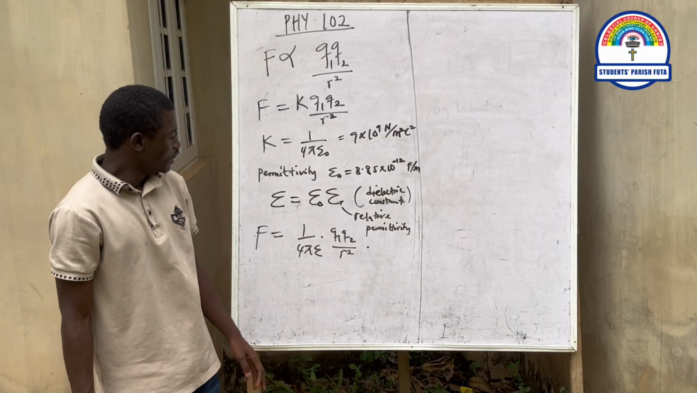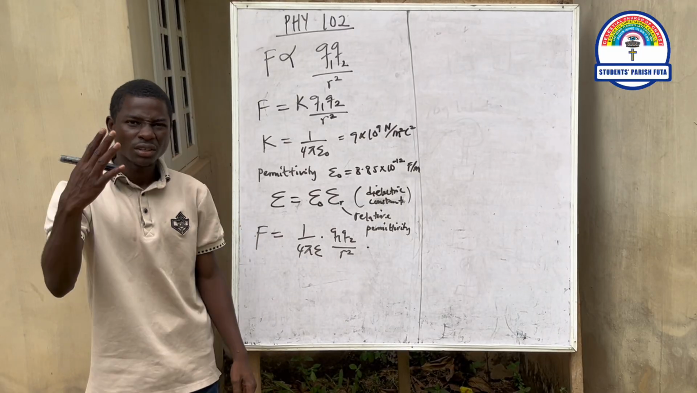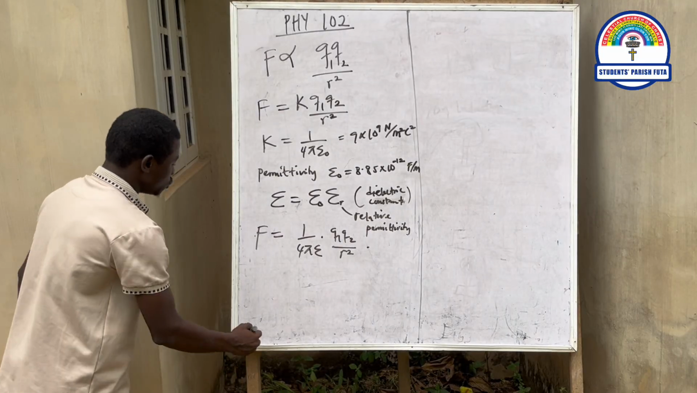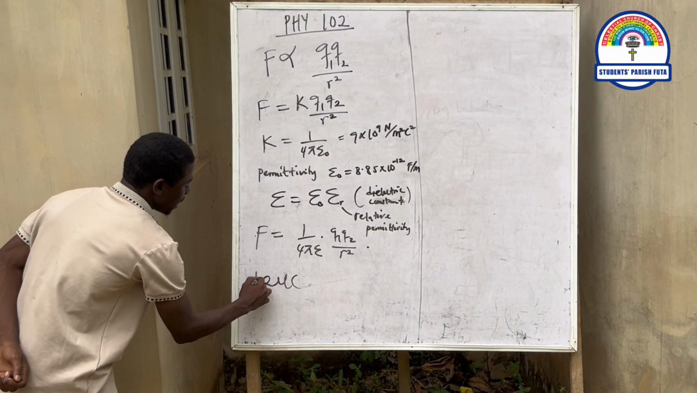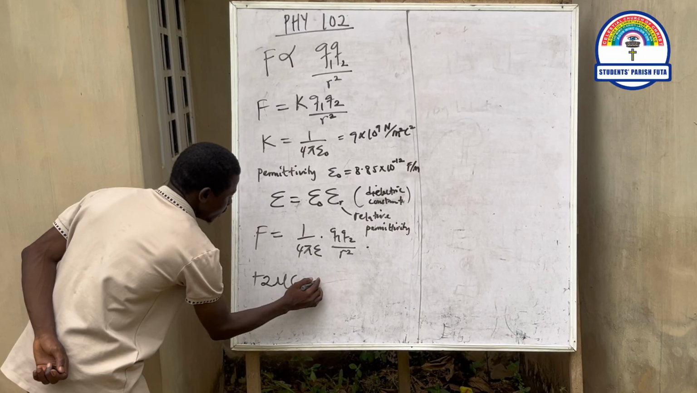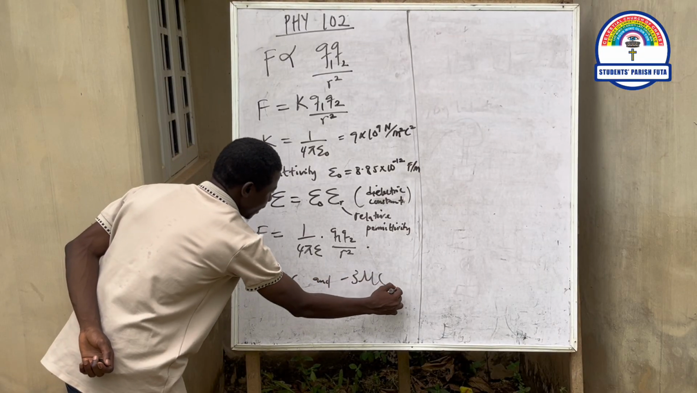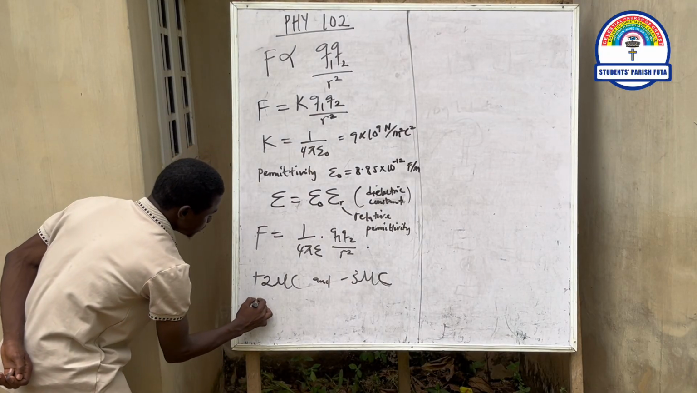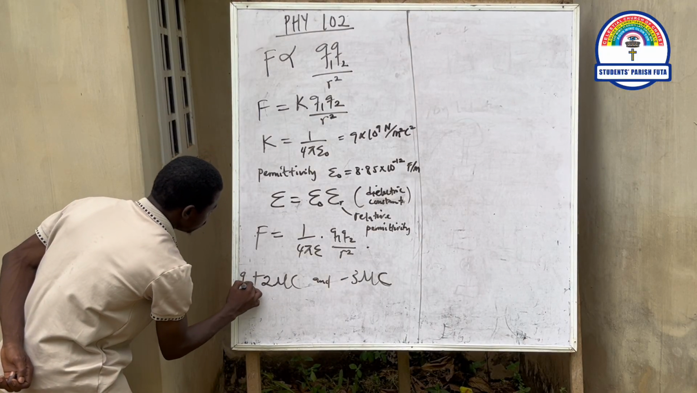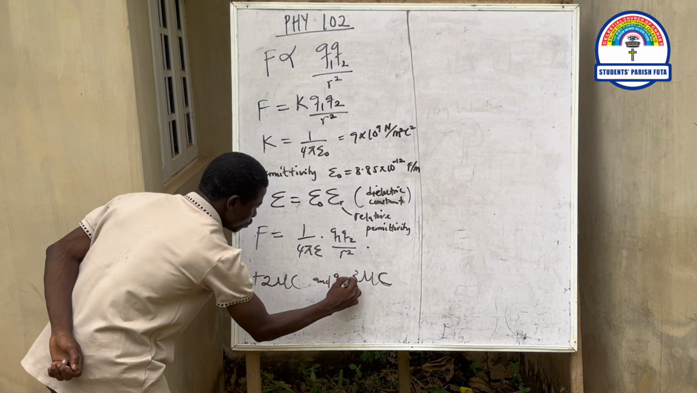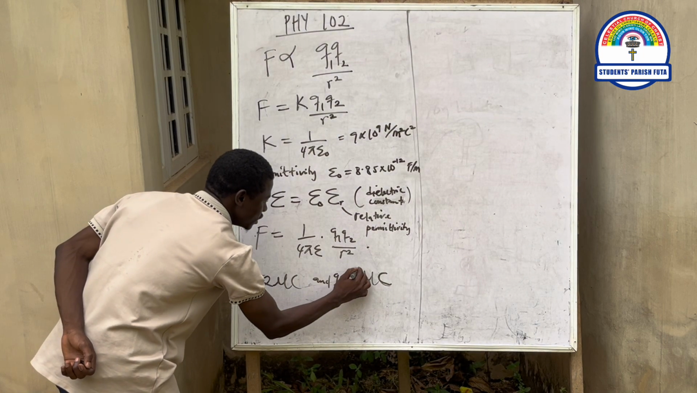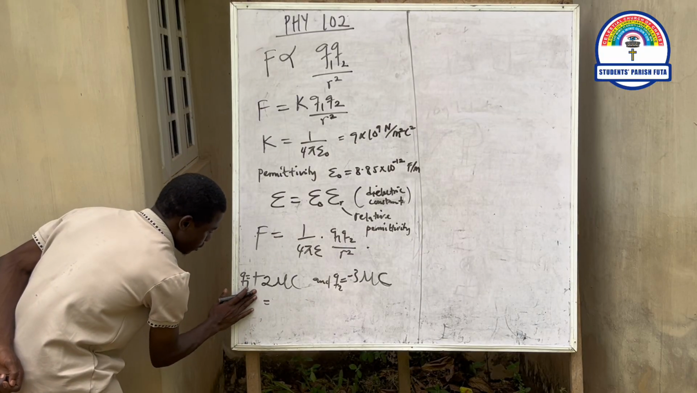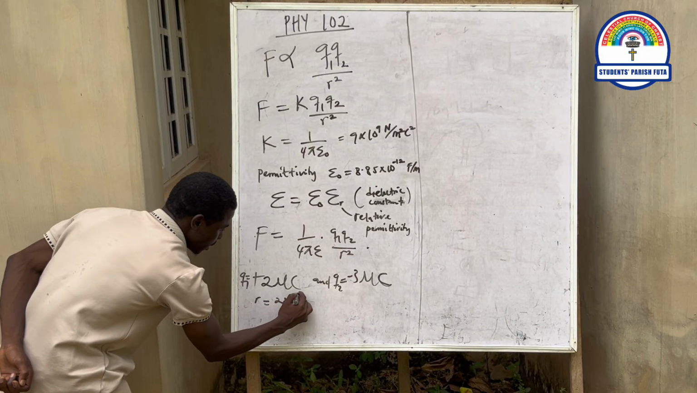So we're going to take a question, but before we take a question, let's take a random question. Let's assume you have 2 microcoulombs and minus 3 microcoulombs in a medium, and the distance between them. So this is Q1, this is Q2, and the distance between these two, that's your R, equals 2 times 10 power 3 meter.